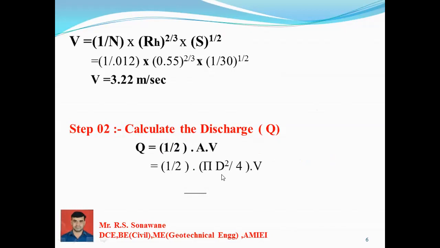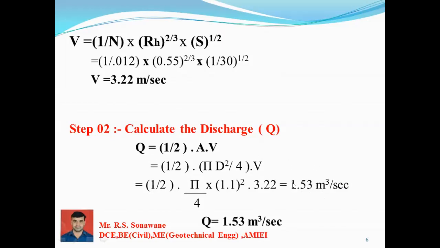So that is equal to half into pi by 4 into d square, that is the area of that full sewer, into the velocity we just found. Put all the values in the formula: half into pi by 4 into the diameter of the sewer 1.1 square into the velocity 3.22 meter per second, that is equal to 1.53 meter cube per second. It's the discharge of that sewer. And here we write that discharge is 1.53 meter cube per second.